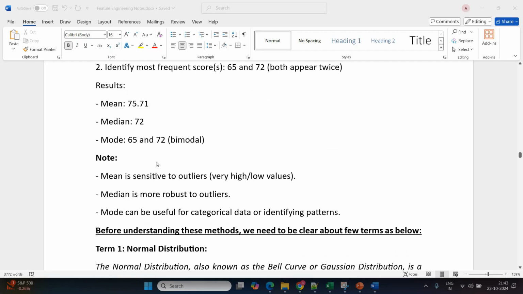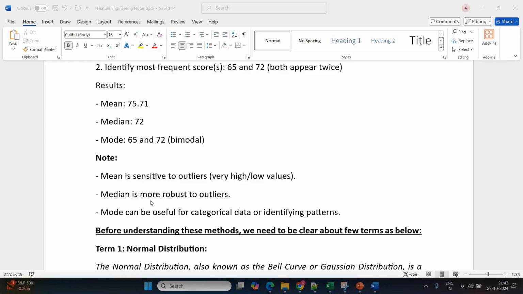Now there are a few points you must understand. The mean is very sensitive to outliers. We will understand what an outlier is. Basically, in a set of values, if you find something which is either very high or very low compared to the other values in the data set, then those values are known as outliers. They don't fit into the range in which the usual values in the entire data set are placed. Those values become outliers.